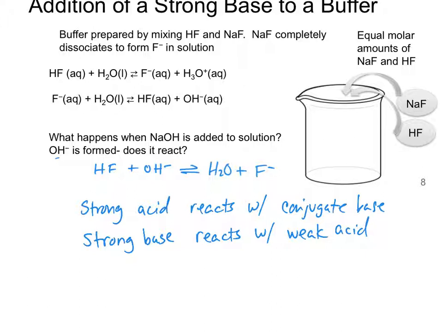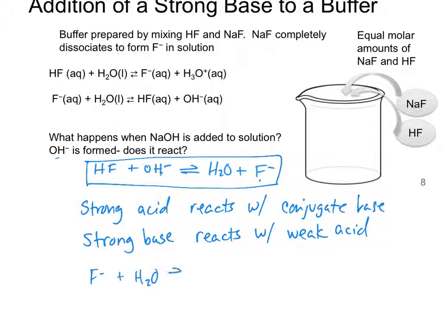So the other thing I want you to note is, and this is kind of a circular idea here. So when we react hydroxide with HF, we form F minus. But what does F minus do in solution? It has an equilibrium with water and forms HF and OH minus.